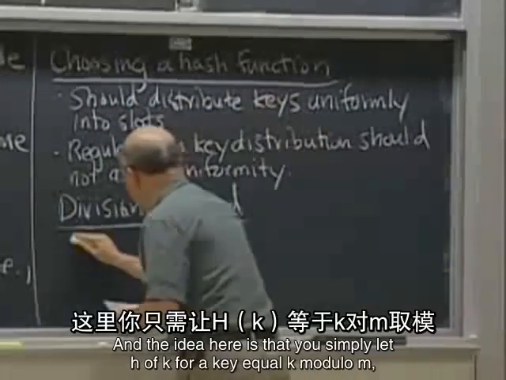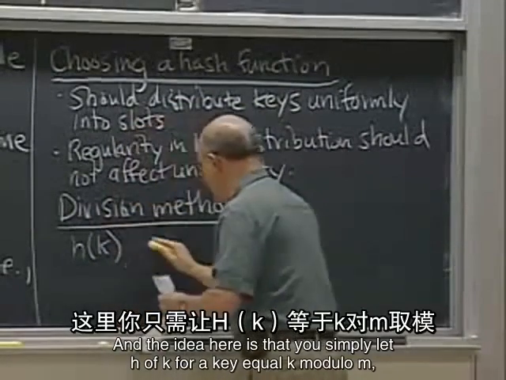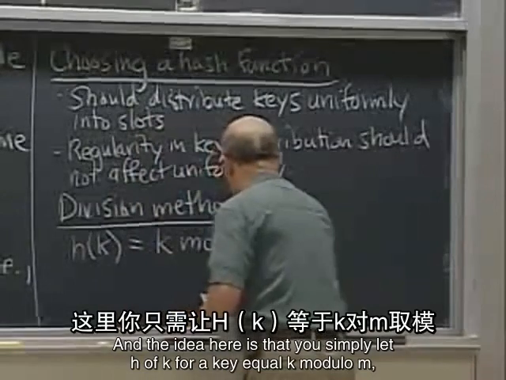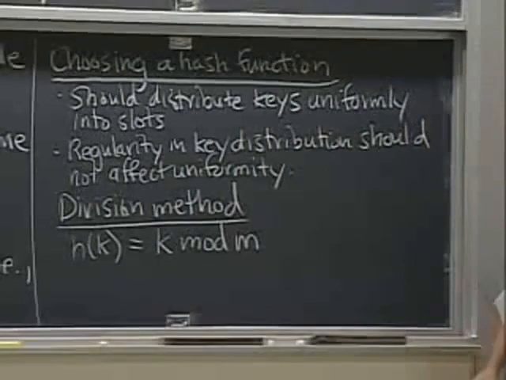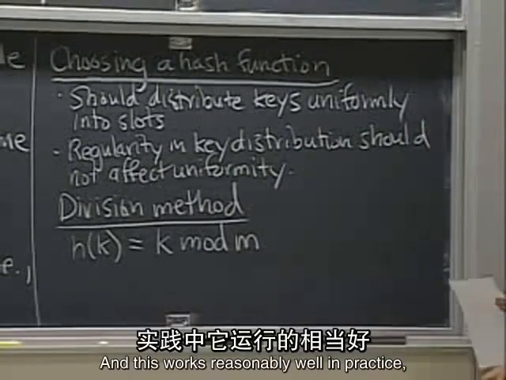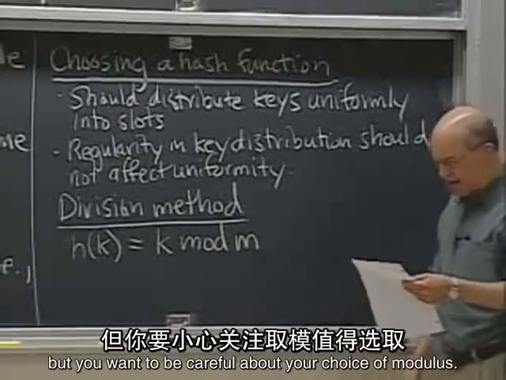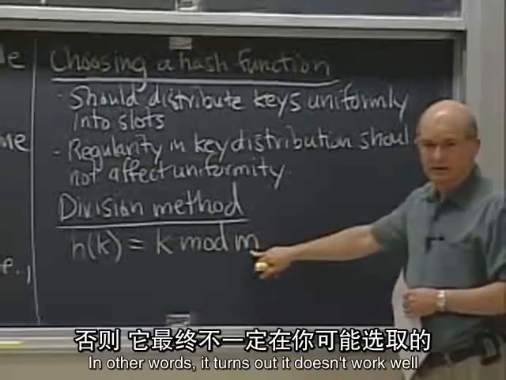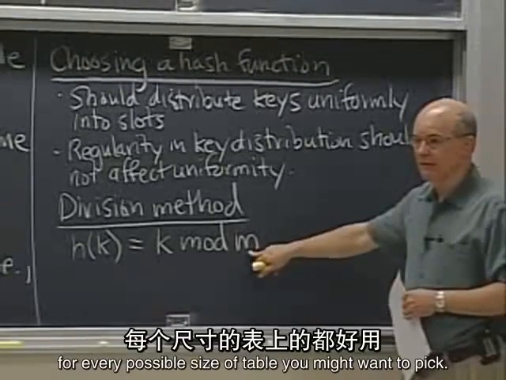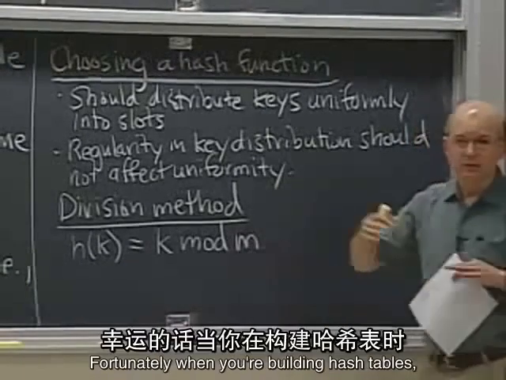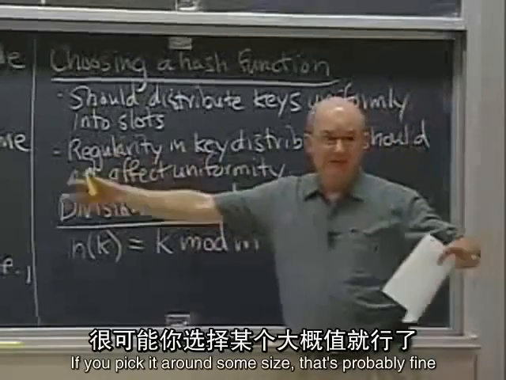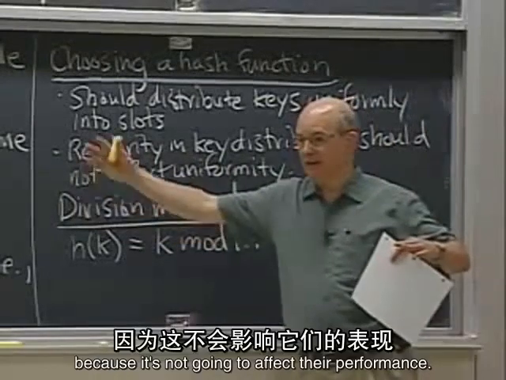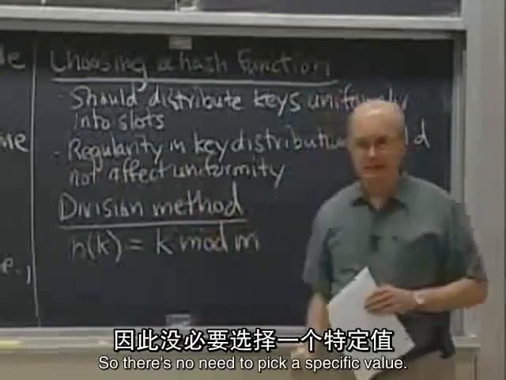Okay, and the idea here is that you simply let h of k for a key k equal k modulo m, where m is the number of slots in your table. And this works reasonably well in practice, but you want to be careful about your choice of modulus. In other words, it turns out it doesn't work well for every possible size of table you might want to pick. Fortunately, when you're building hash tables, you don't usually care about the specific size of the table. If you pick it around some size, that's probably fine, because it's not going to affect the performance. So there's no need to pick a specific value.